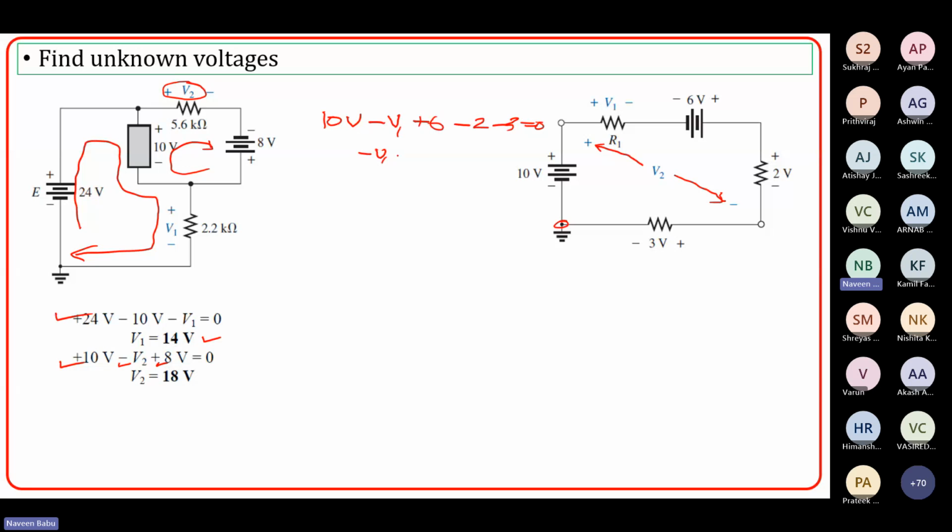Minus V1 will be equal to minus 11. So V1 will be equal to 11 volts. Okay, so V1 is 11 volts.